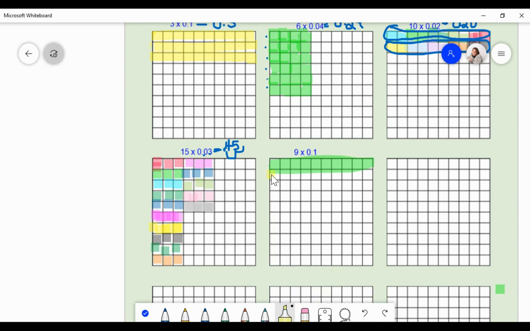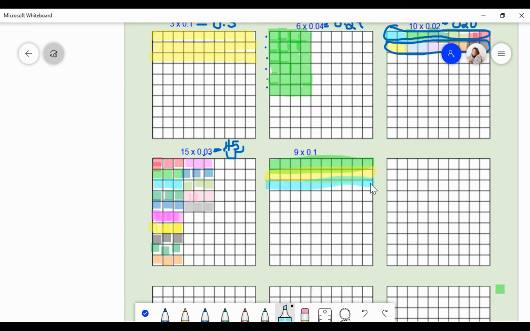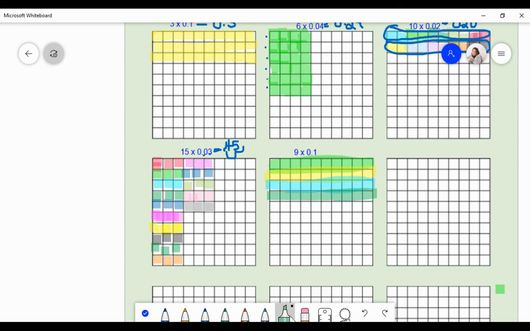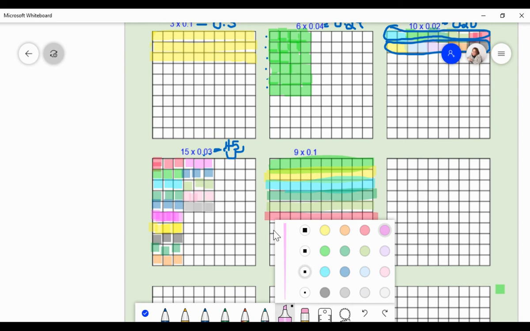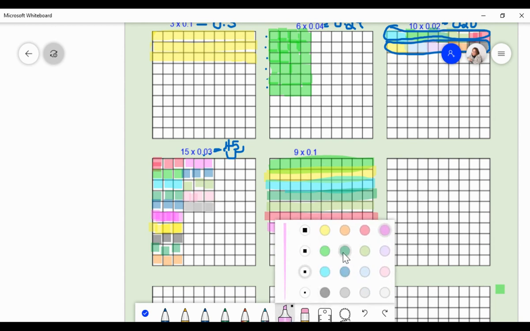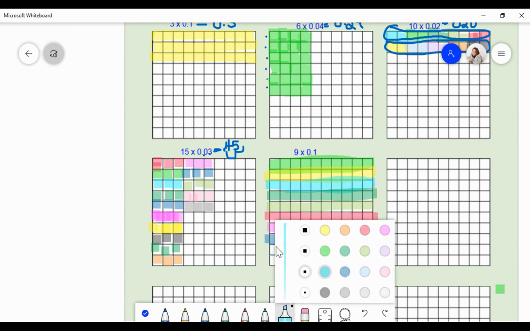So that's 1/10, 2/10, and I'm just going to reshade this so that you can see it. 3/10 and 4/10, 5/10, 6/10, 7/10, 8/10. And then we have 9/10.